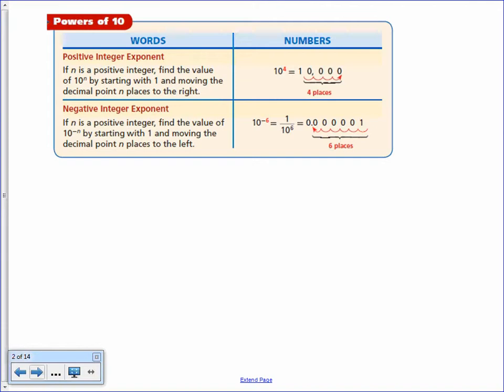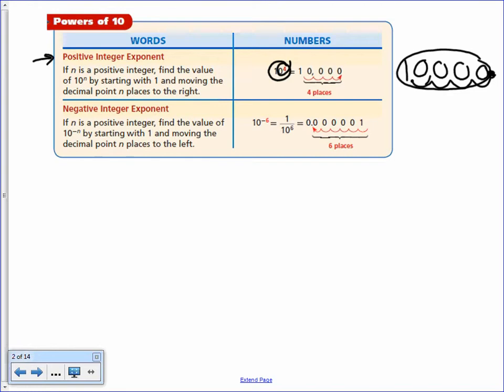When 10 is to a positive integer exponent, if n is a positive integer, find the value of 10 to the n by starting with a 1 and moving the decimal point n places to the right. They start out with 10 to the fourth, and basically you can take 10 times 10 times 10 times 10, or there's a shortcut way of doing it. You start with a 1, and we move the decimal place over however many the exponent is. So we started right here, went over 1, 2, 3, 4, and there's my new decimal place, and then just fill in the zeros in those little hills there. So 10,000 would be my number.